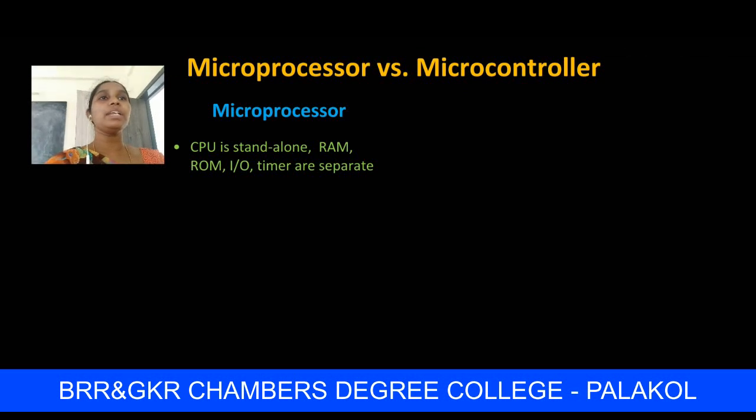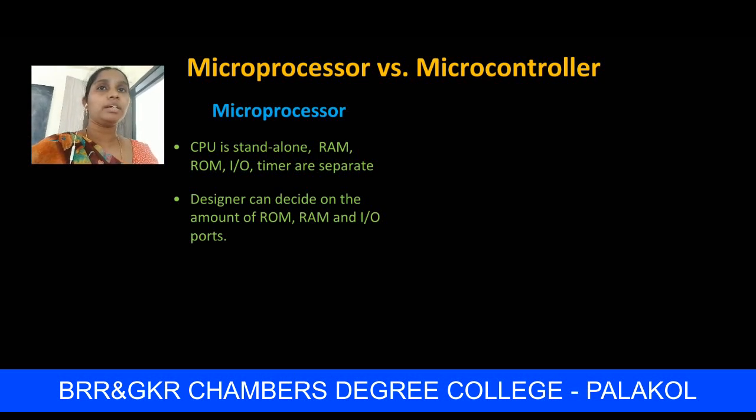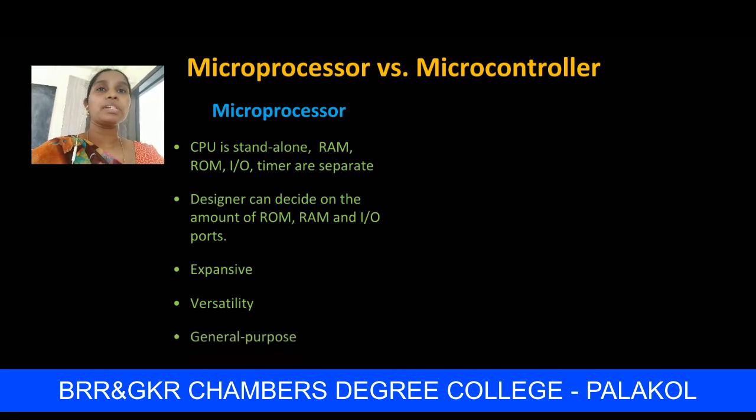Next, the designer can decide on the amount of ROM, RAM and IO ports. That means the designers can select how much RAM memory, ROM memory and how many IO ports. Next, the microprocessor is very expensive, and it has versatility. The microprocessors are general purpose processors.